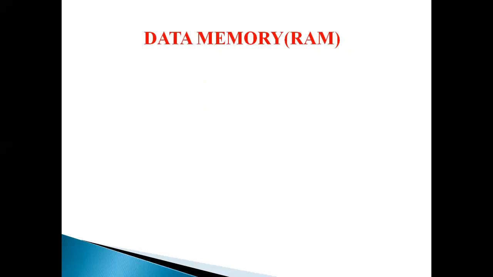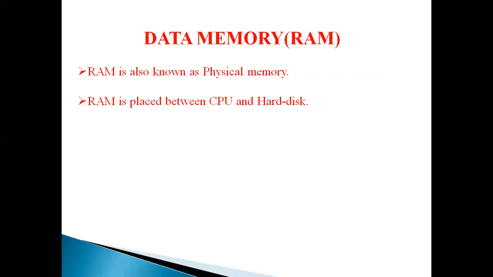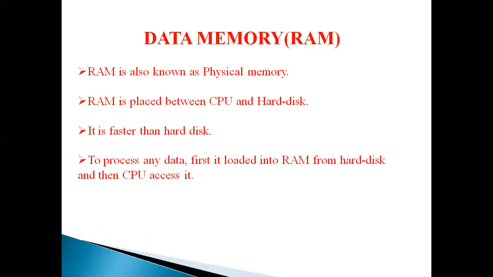Data memory. Data memory is also called RAM. RAM is also known as physical memory. RAM is placed between the CPU and the hard disk. It is faster than the hard disk. To process any data, it is first loaded into RAM from the hard disk and then the CPU accesses it.